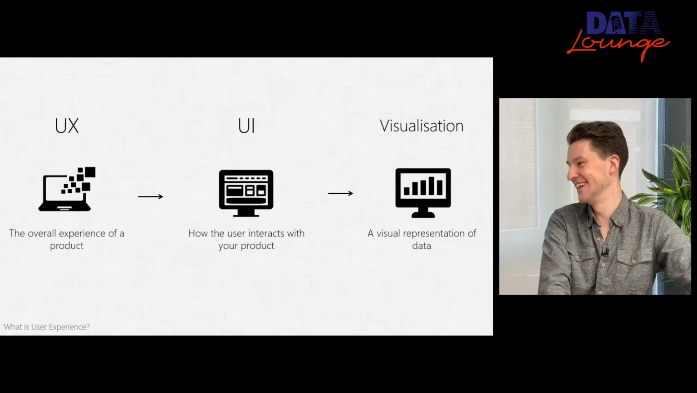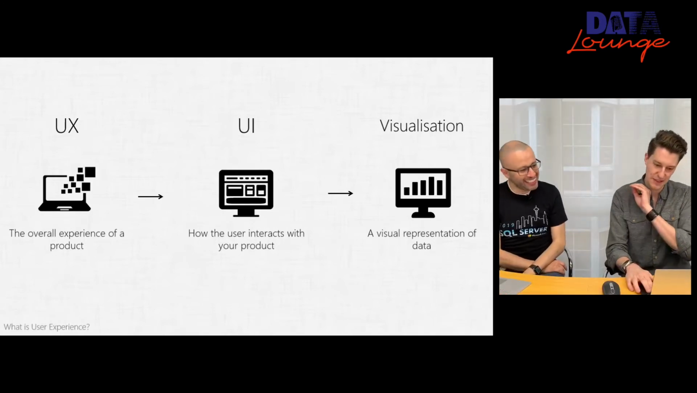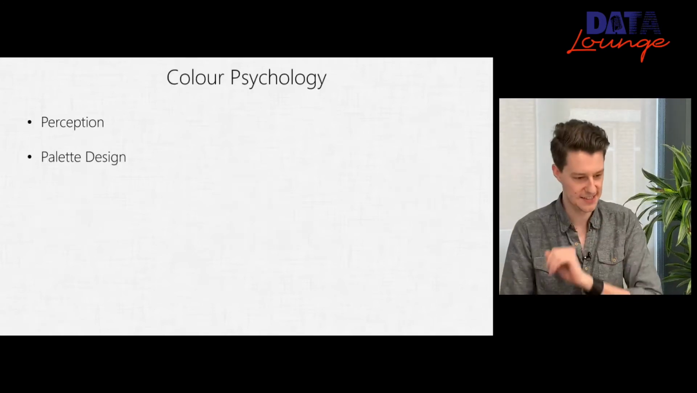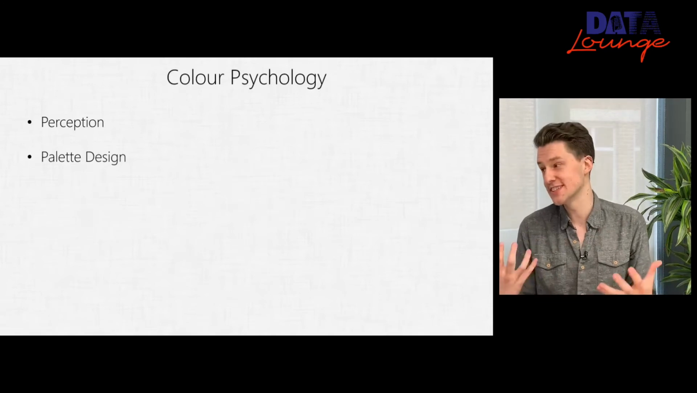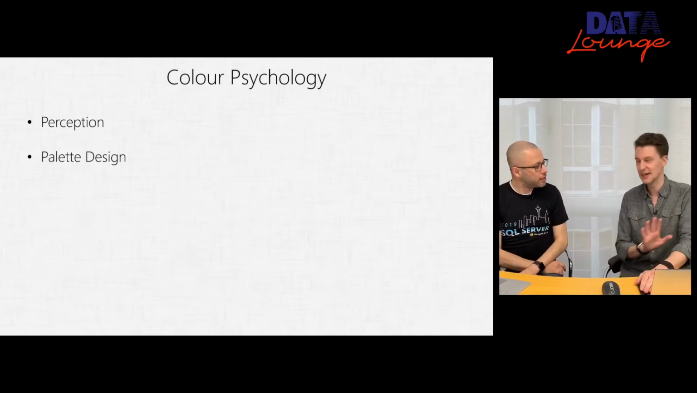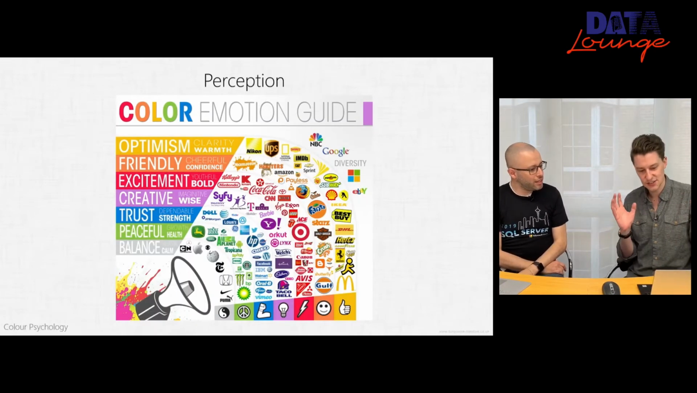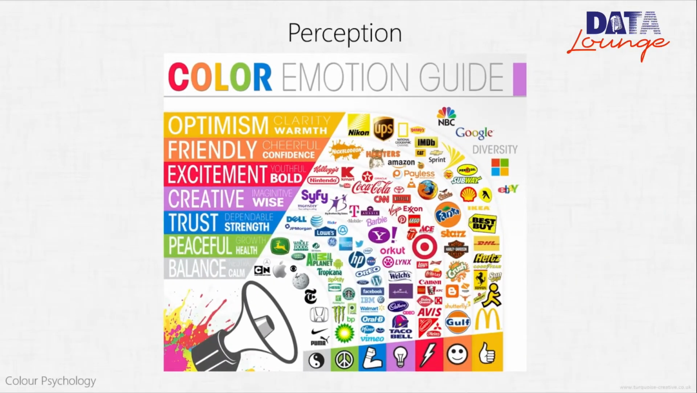Okay, let's see some examples of that. It's a really big topic, of course, so I've just picked a few little interesting bits. One thing I find really interesting is color psychology. It's super interesting, but we don't have loads of time, so I'm just going to keep myself really brief. Color perception is something that we subconsciously do. We associate colors with various different things.